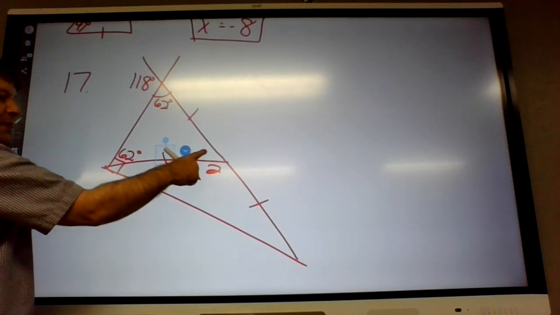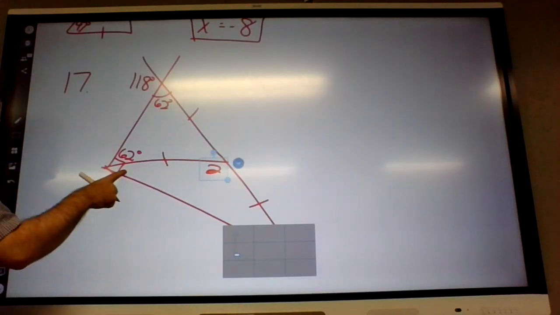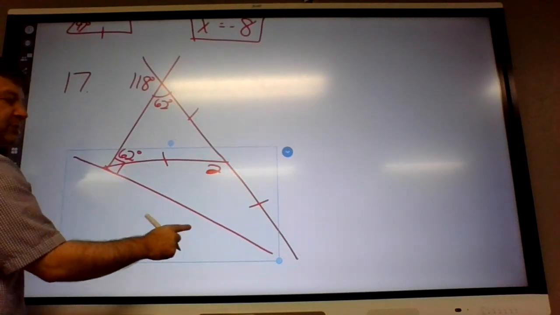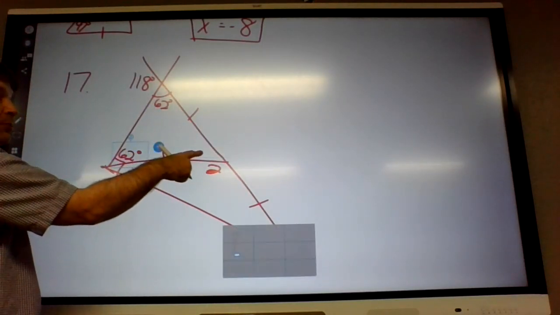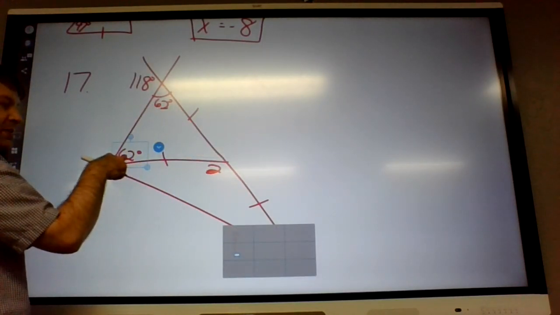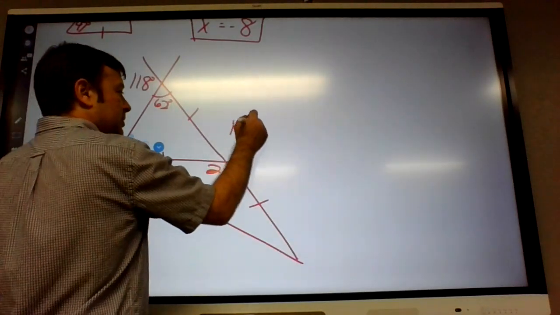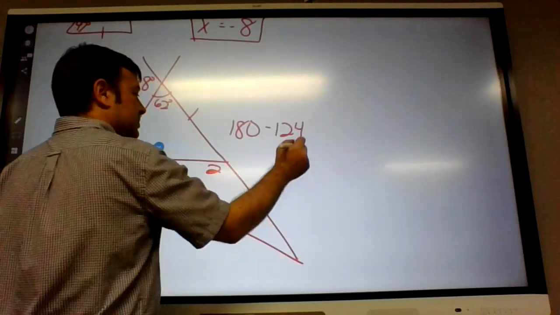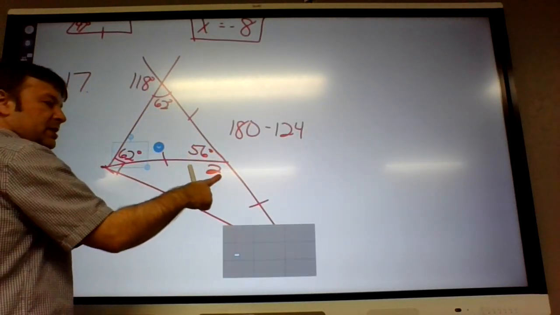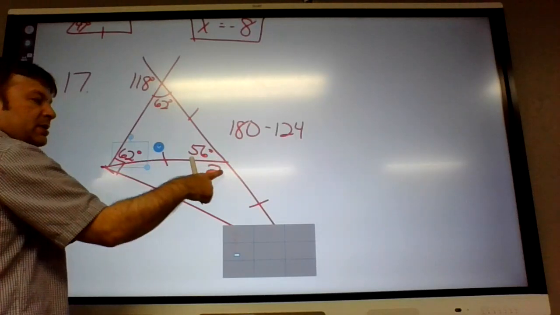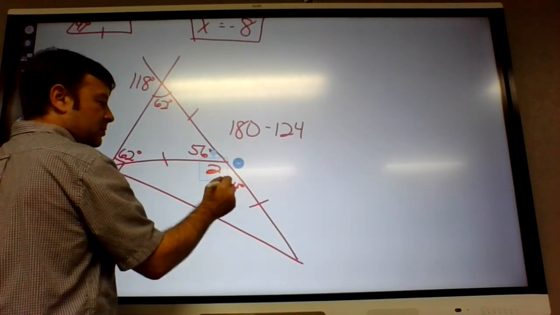Alright, we could find this angle and then do 180 minus that to get angle 2, or we could find this angle. Let's go with option A. These are both 62, this angle would be 180 minus 62, minus 62, and that would be 56. And then if this is 56, this is a straight line, 180 minus 56, which is 124.